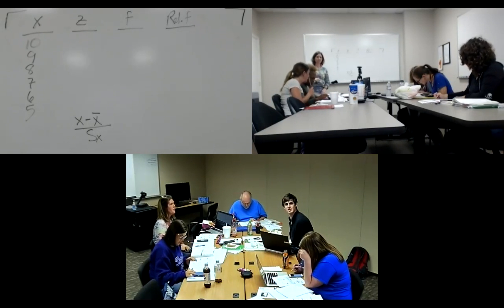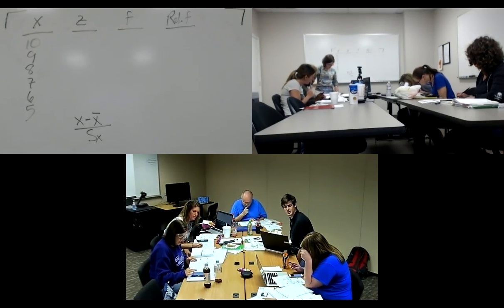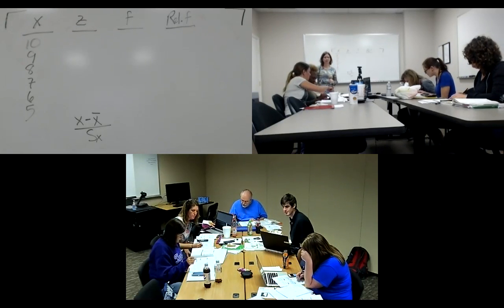Can we ask a question? Yeah, absolutely. On the z-score for 8, if we round it to 4 decimals, would that be 0.4930 or 0.49? You got it. 0.4930.